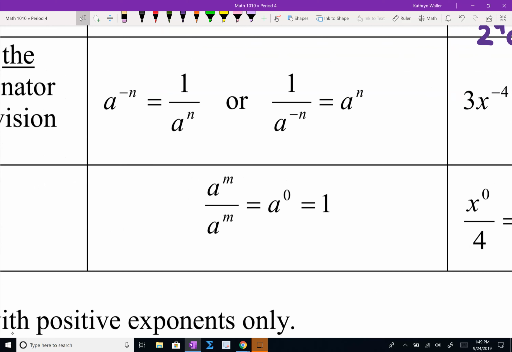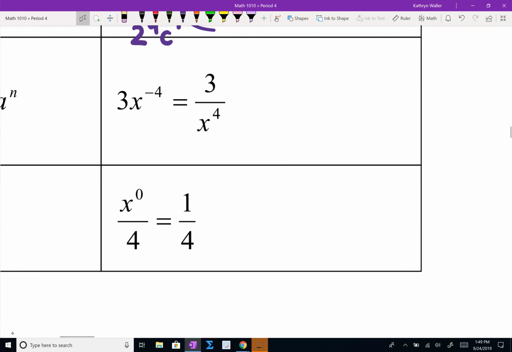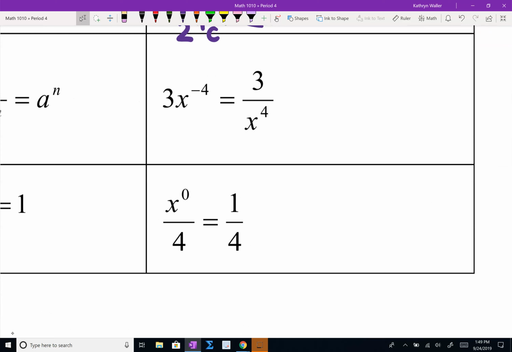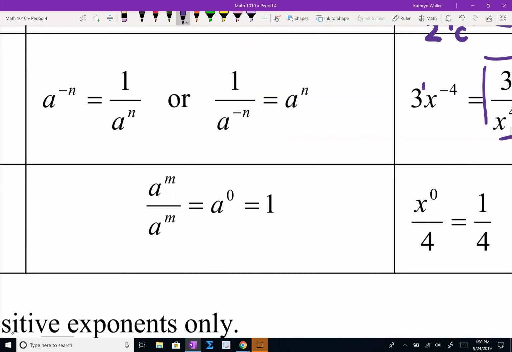Look at the next one. You can't have negative exponents in your answer. If you have a negative exponent on the top, you pull it down to the bottom and make it a positive. If your negative exponent is on the bottom, you pull it up to the top and make it a positive. It's easy. Look at this one right here. The 3 is fine because that exponent is a 1. It's the x that's the problem. So you bring the x to the negative 4th down. It becomes a positive 4. The 3 stays on top. Done. Who says I got it? Great. Okay, next one.